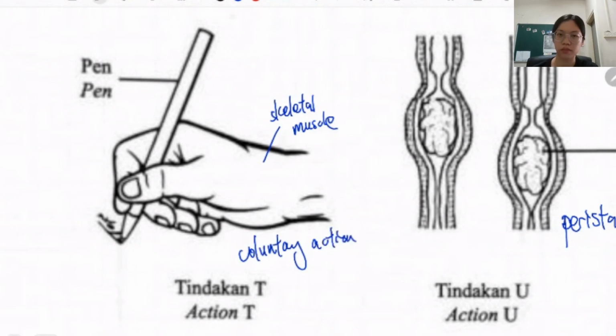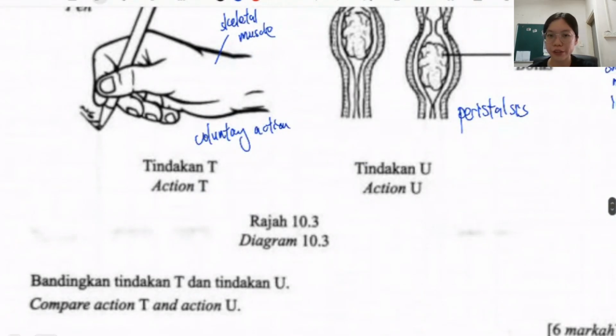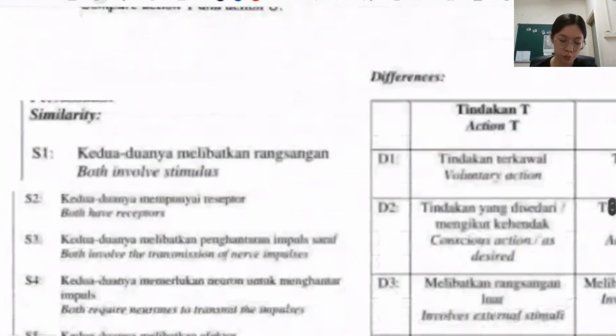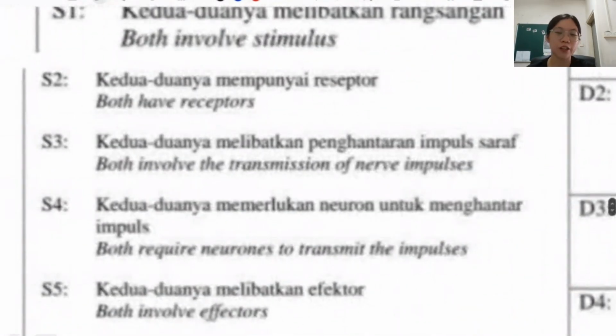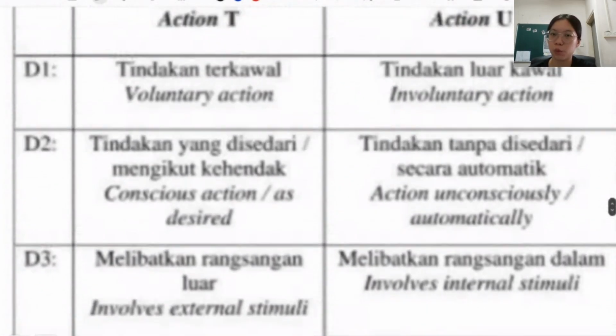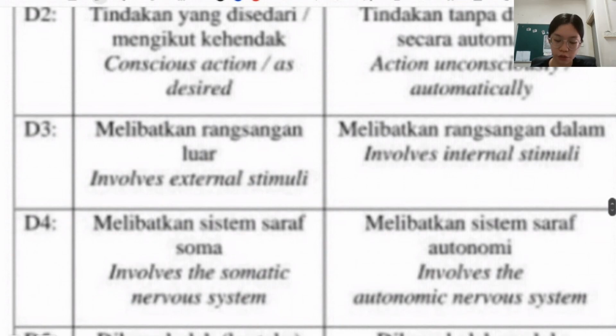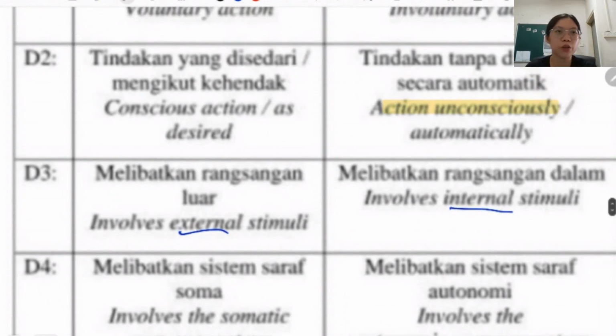action. All right, so this is how you compare. One of it is involuntary, one of it is voluntary. But don't forget, not only differences, remember to compare the similarities. Both involve a stimulus, both involve the same thing as just now. But what about differences? One is voluntary, one is involuntary, involving external and internal stimuli, and the action is done unconsciously. Do you really know that, oh, I have to do peristalsis? No, right? We didn't do it, it just happened unconsciously.